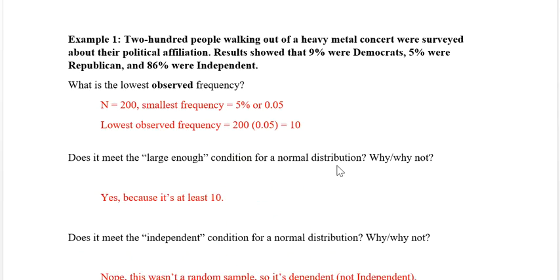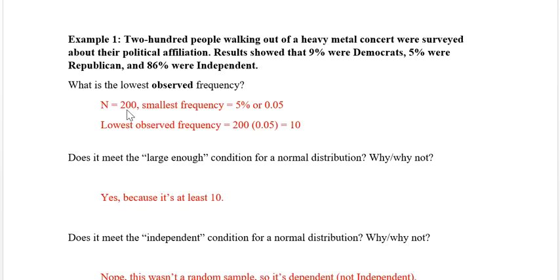So for our examples, 200 people walking out of a heavy metal concert were surveyed about their political affiliation. Results show 9% were Democrat, 5% were Republican, 86% were independent. What's the lowest observed frequency? This is an observed frequency just because we already have the results here, and it was an observation, right? Because we just asked them, we didn't experiment on them.